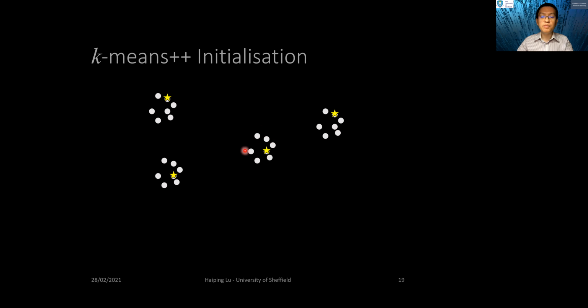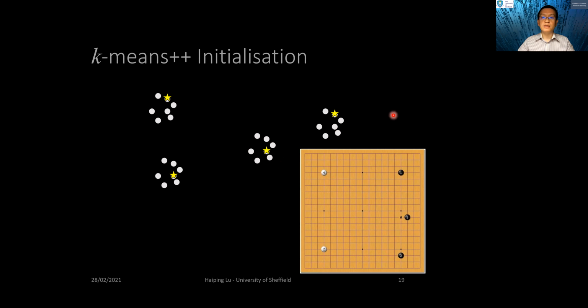Therefore, it is highly likely that we will pick the next centroid to be within this cluster. So this is a very smart way to spread the centroids over the data points. And this reminds me of the first few pieces when you play the Go game, where you want to spread the stones so that you take the most area, right? So that's basically a kind of spread. The idea is to spread out.